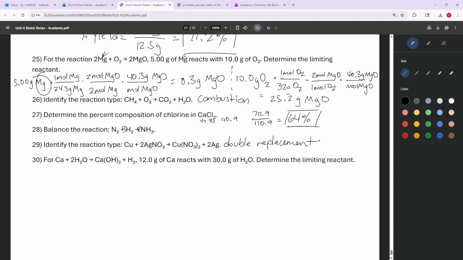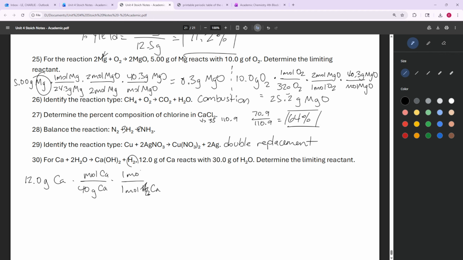For number 30, 12 grams of calcium, 30 grams of water. Determine the limiting reactant. So 12 grams of calcium times, for every 40 grams of calcium, we get a mole of calcium. And then here I'm just going to compare it to either one. It doesn't matter. I'll use hydrogen to make my life easier. 1 mole of hydrogen per mole of calcium.